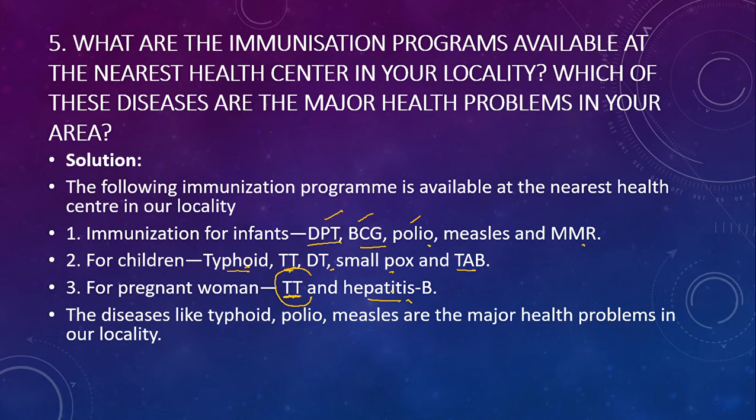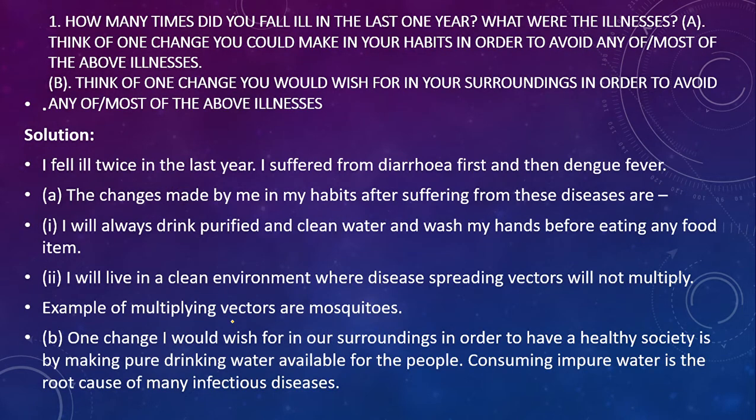For children, the government has assigned that this is compulsory for the newborn or small children. They also say that these are compulsory for infants, newborns, and for children. Now, diseases like typhoid, polio, and measles are the more important health problems in our locality because they happen quite often. Okay, now coming to the next one.